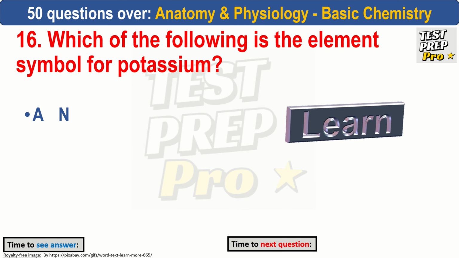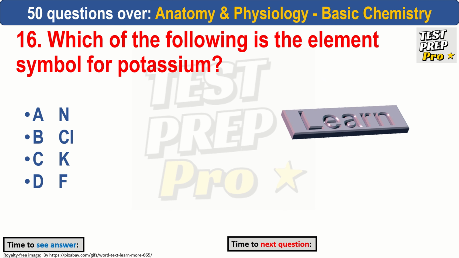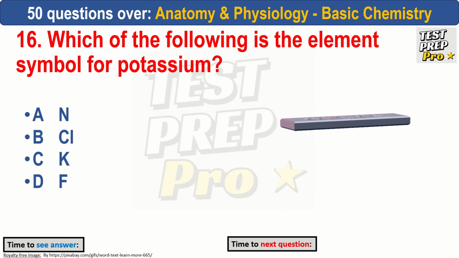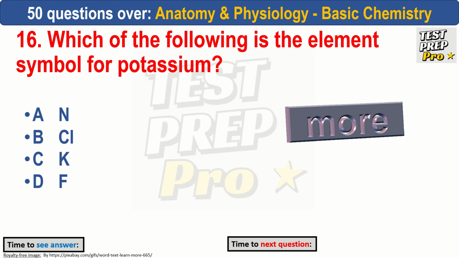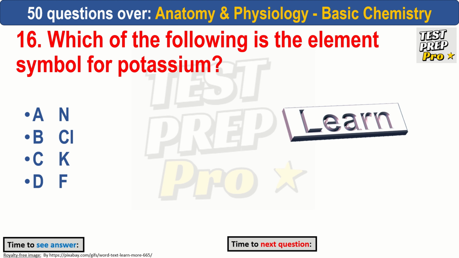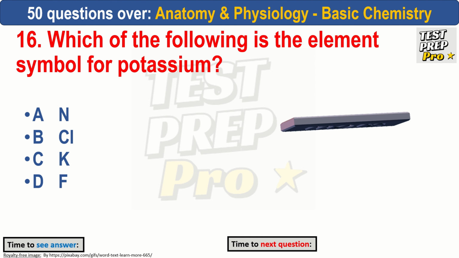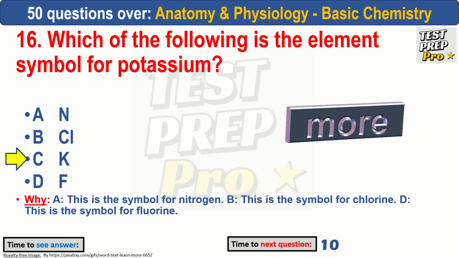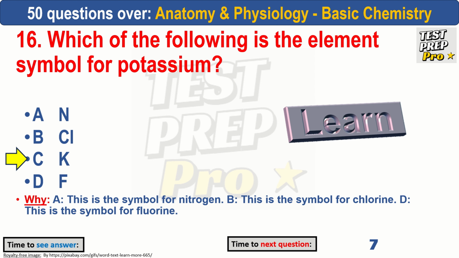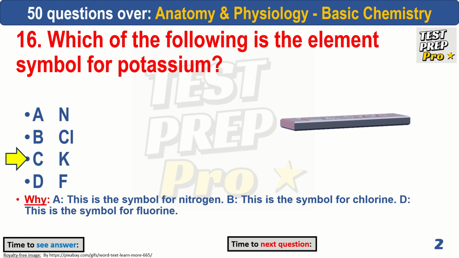Which of the following is the element symbol for potassium? Option A is an uppercase N. Option B is an uppercase C next to a lowercase l. Option C is an uppercase K. And option D is an uppercase F. The answer is an uppercase K. That's the symbol for potassium. N is for nitrogen, Cl for chlorine, and then F is for fluorine.